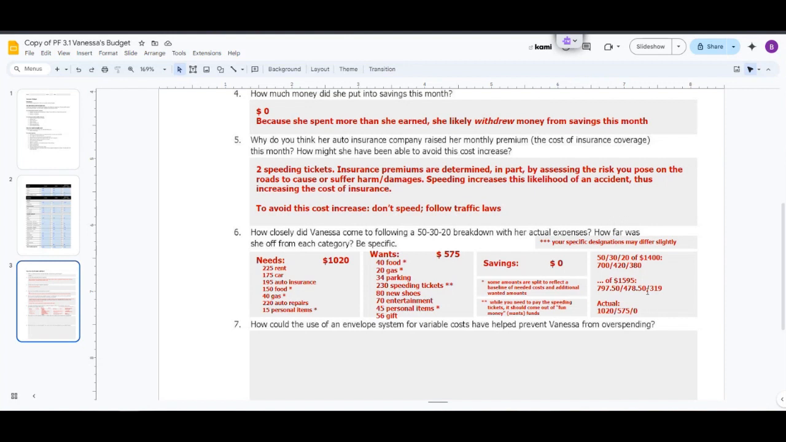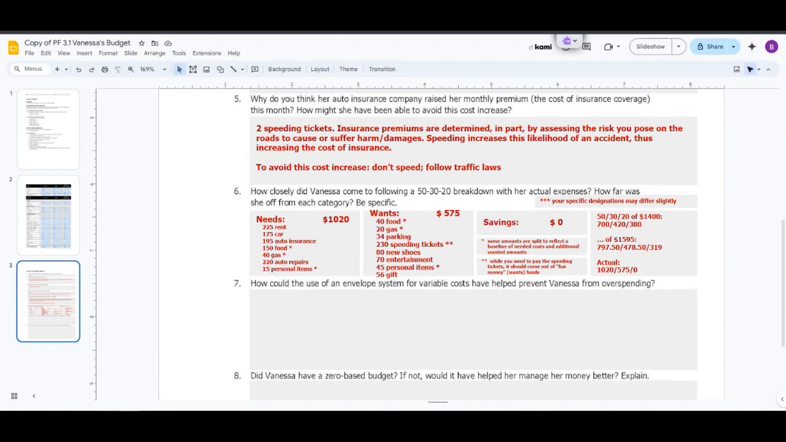Okay, based on her actual spending, an actual 50, 30, 20 breakdown would have been... I'm sorry, this is what her actual was to compare. Her actual spending was 1,020 into needs, 575 into wants, 0 into savings. So we can kind of see how that lines up. Again, how you categorized what specifically went into needs and wants could have been slightly different. But hopefully you saw that because nothing went into savings, that was a result of overspending on both needs and wants.